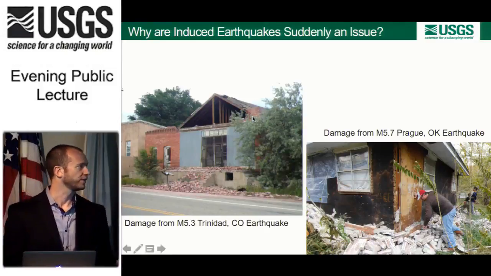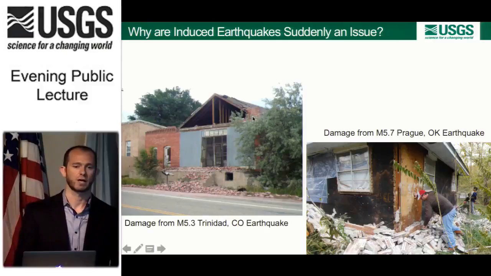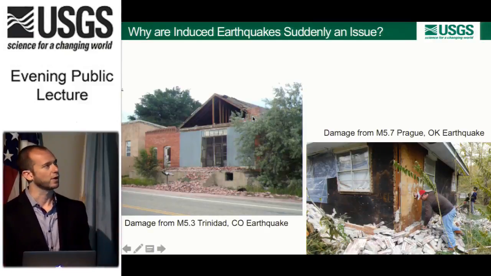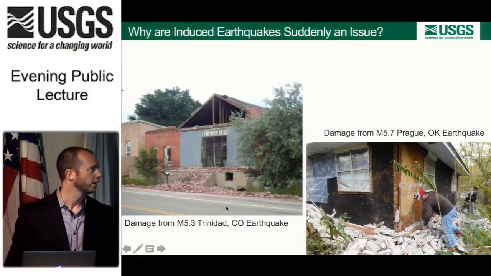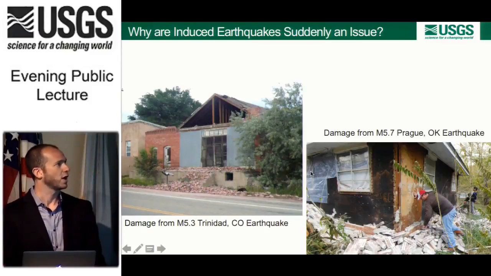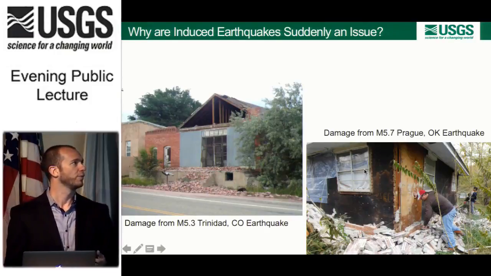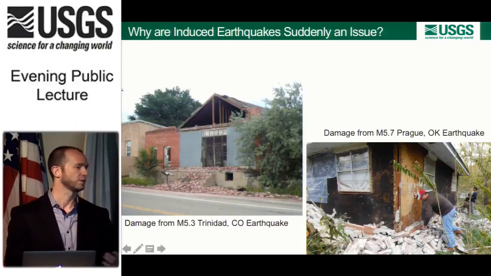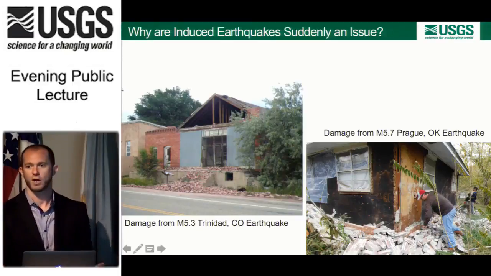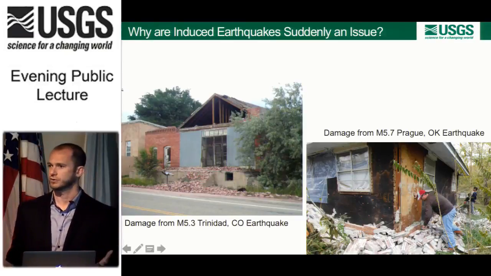The picture on the left is from an earthquake in Trinidad, Colorado. This is the Raton Basin, so southern Colorado. You can see that this is sort of an old storage facility with a brick facade, and it lost a lot of its facade. And here's a photo from the Prague, Oklahoma earthquake, and you can see again this is a home that lost its entire brick facade. So we're starting to see larger earthquakes.